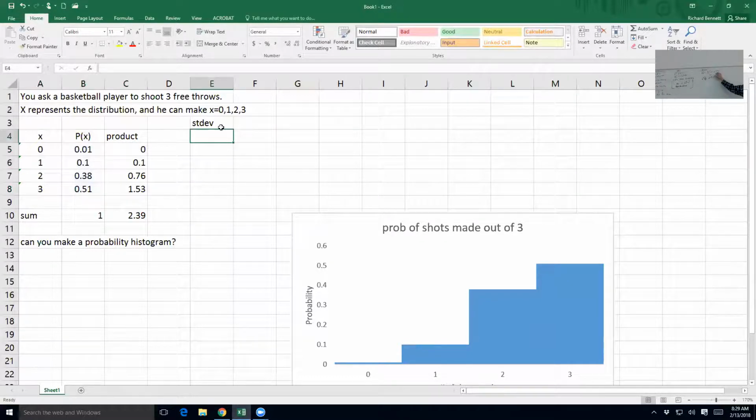Let's use the first equation. We'll do this twice just to make sure you can do it either way. How would you do this the first time? What would be the first thing you would do? Find the mu. We've already found the mu. We use 2.39. So we're going to do x minus mu, right? So this is going to be equals what? What's my x?